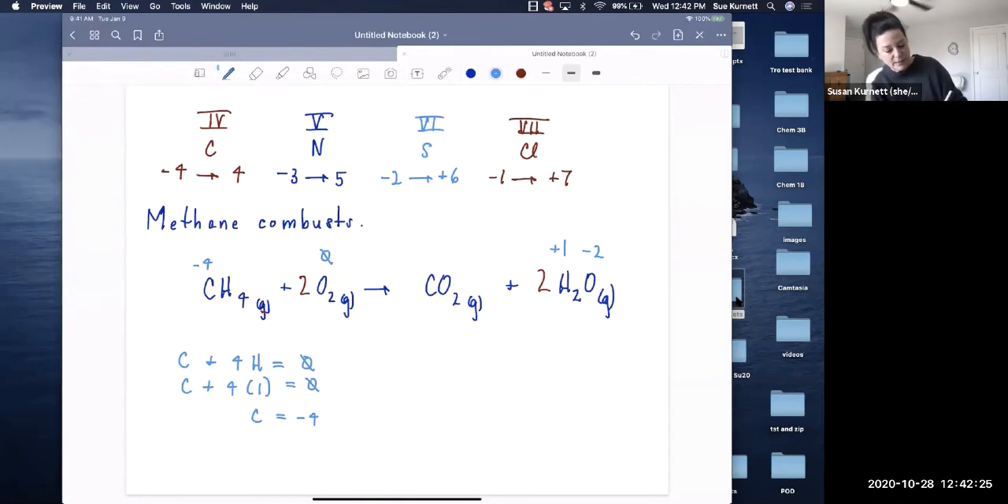Now let's do carbon dioxide. Carbon plus 2 oxygens equals 0. But oxygen in compounds, ionic or covalent, is -2. So carbon plus 2 negative 2s equals 0. So here, carbon is +4.